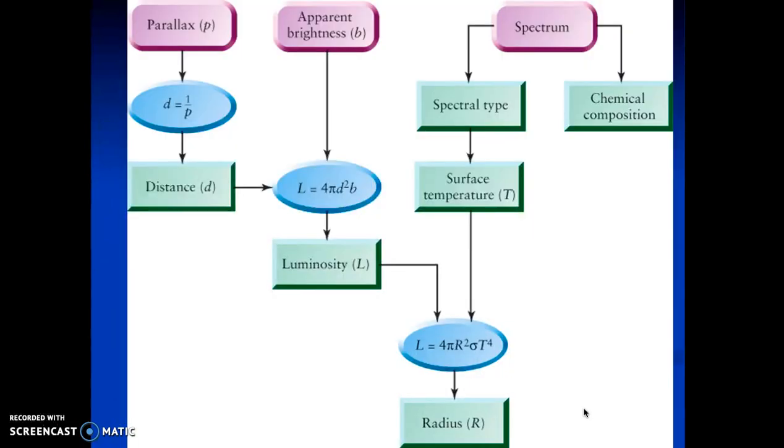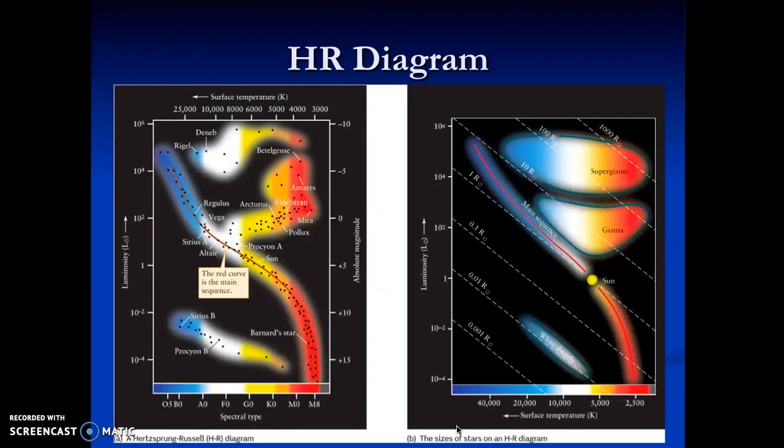Here we have it all mapped out. We determine the distance through parallax. Using distance in combination with how bright a star appears to be, we're able to determine how much energy is really coming from the star, its luminosity. From looking at the stellar spectrum of the star, we're able to determine surface temperature. Combining luminosity and surface temperature, we're able to figure out how big stars are. That's how astronomers figure out the properties of stars.